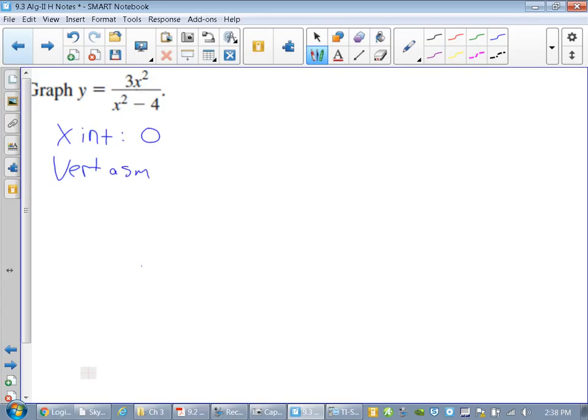Where are my vertical asymptotes on this one? Plus or minus 2. Set the denominator equal to 0. If you set that equal to 0, you get 0. We just did that. Oh, you're doing the horizontal.